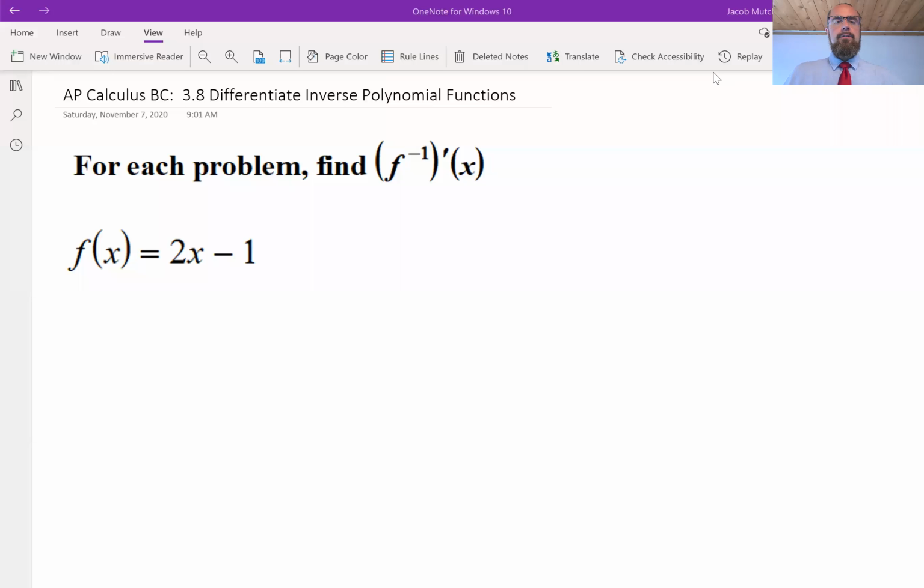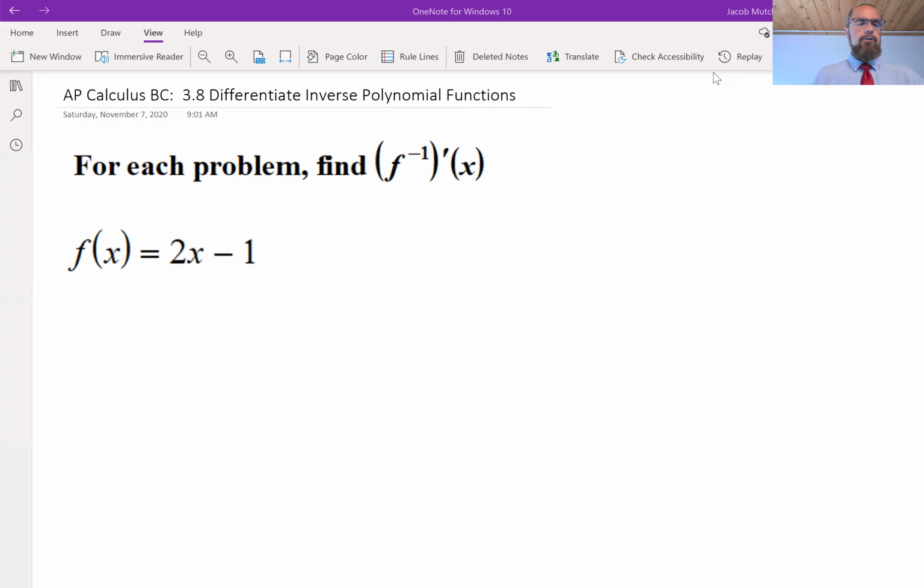Welcome to Calculus. Today we will investigate differentiating inverse polynomial functions. We'll take a look at 3 examples. So we'll start off with a simple linear function. Here we're looking at f of x equals 2x minus 1. And our task is to find the derivative of the inverse of f of x.